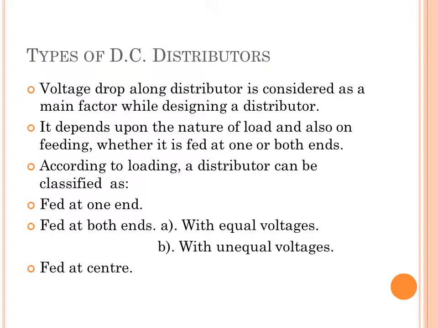Then types of DC distributors. DC distributors are further classified according to the voltage drops or load connected. Voltage drop along the distributor is considered the main factor while designing a distributor. It depends upon the nature of load and also on feeding, whether it is fed at one end or both ends. According to loading, a distributor can be classified as fed at one end, fed at both ends with equal and unequal voltages, and fed at center.